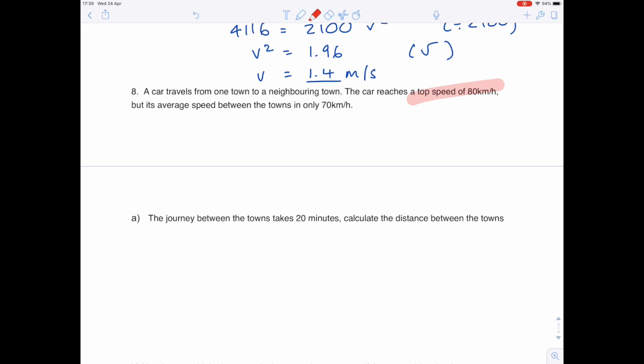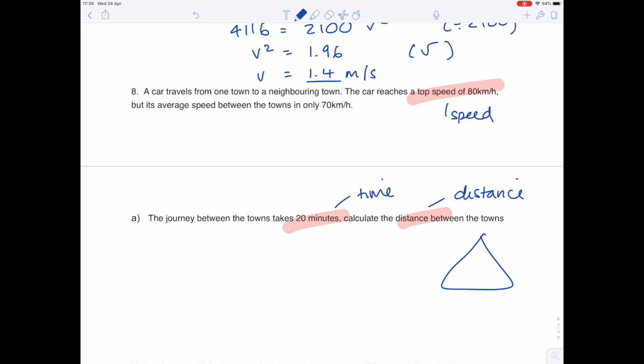So we've got speed, we've got time, and we've got distance. So we need this equation. We're after distance, so we need to do speed times time. And actually the important information here is the average speed is 70, so we're going to use that number.